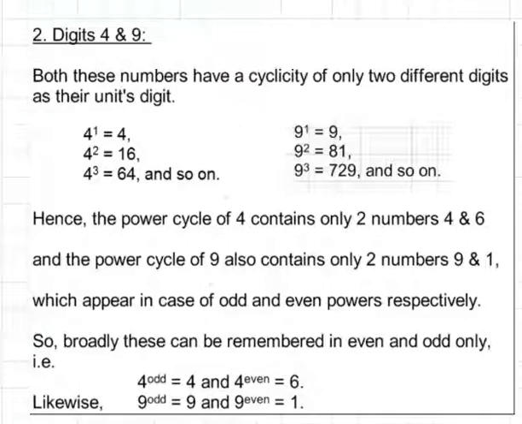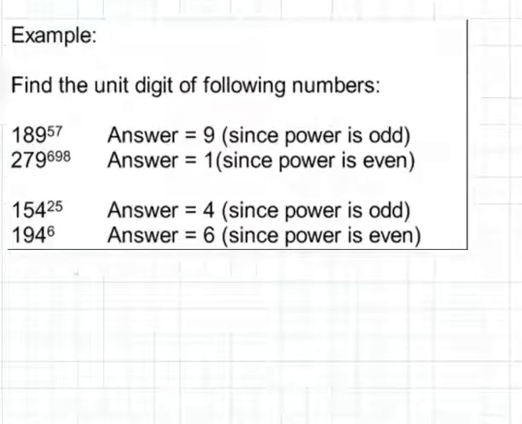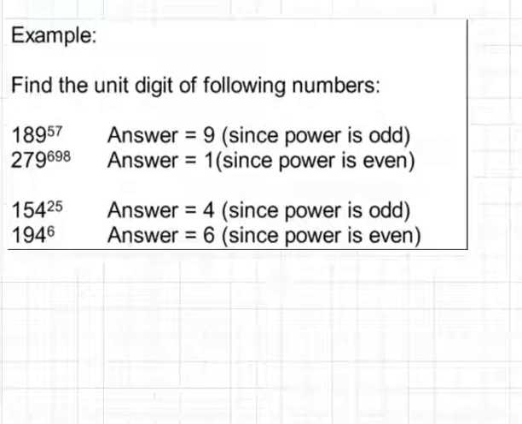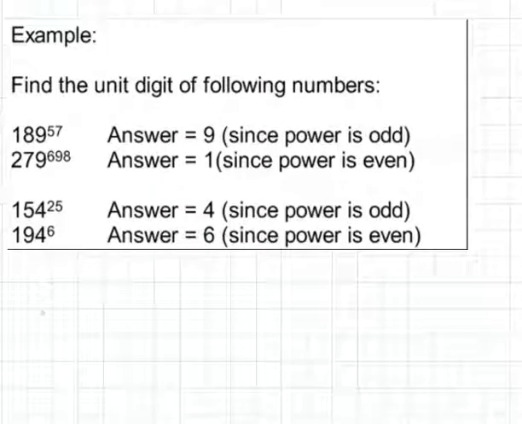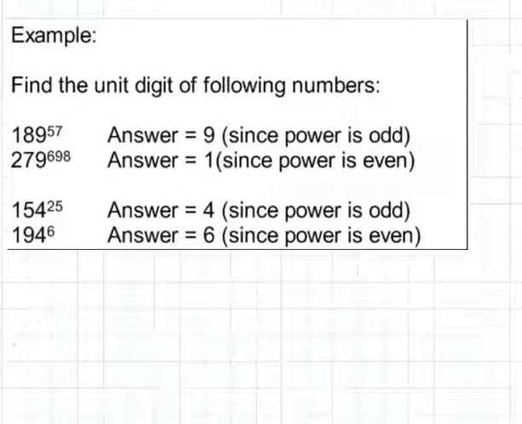The same condition applies to 9. For any odd power, like 9 power 1 or 9 power 3, the last digit is 9. And if it is 9 power 2, 9 power 4 or 9 power 6, it is always 1. The examples are here, so you can just see these examples for 9 and these categories.